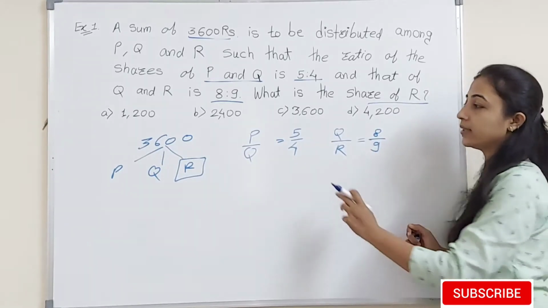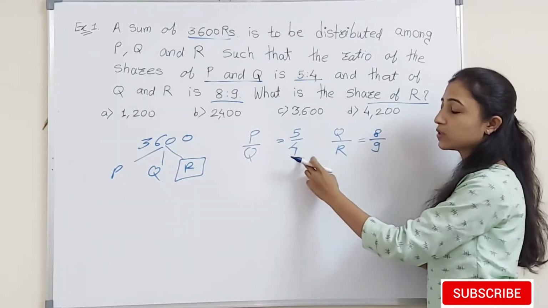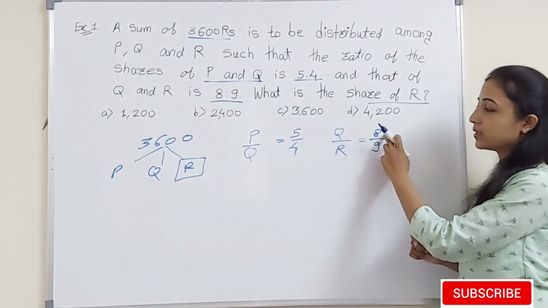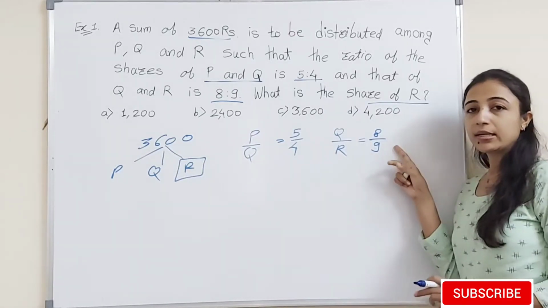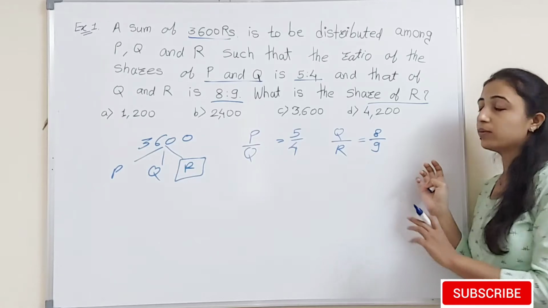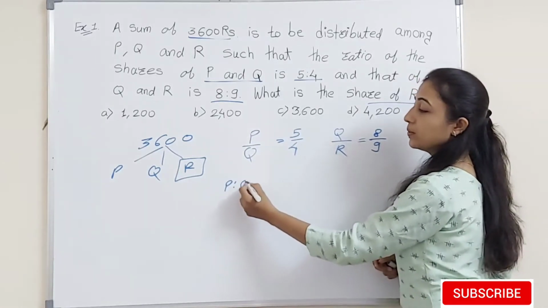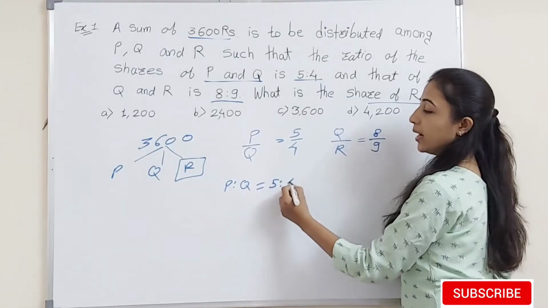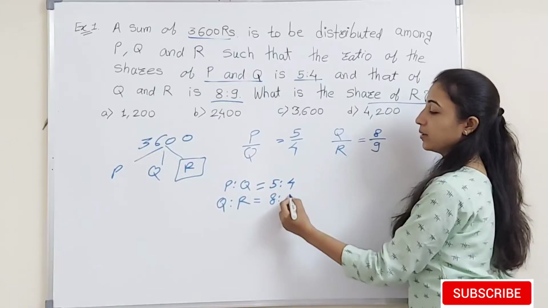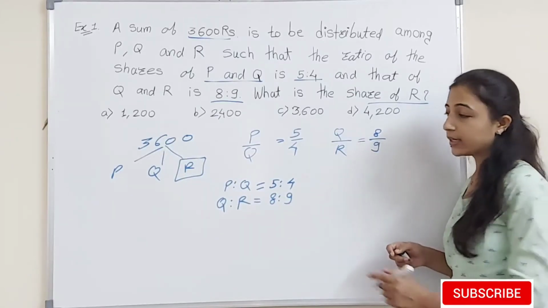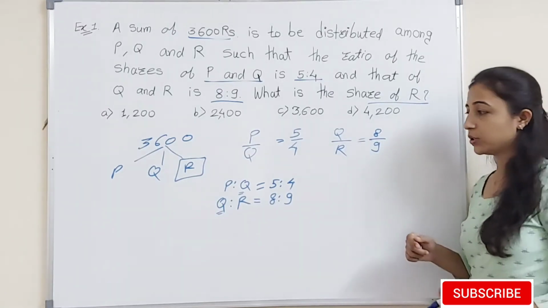The ratio of the amount of Q and R is 8:9. And we know that if the ratio is given, it doesn't mean that P equals 5 and Q equals 4. So here the conditions are given in ratio form and we want to find the share of R. Here P:Q is 5:4 and Q:R is 8:9, and both ratios contain Q as a common element. So we have to make the corresponding value of Q the same.